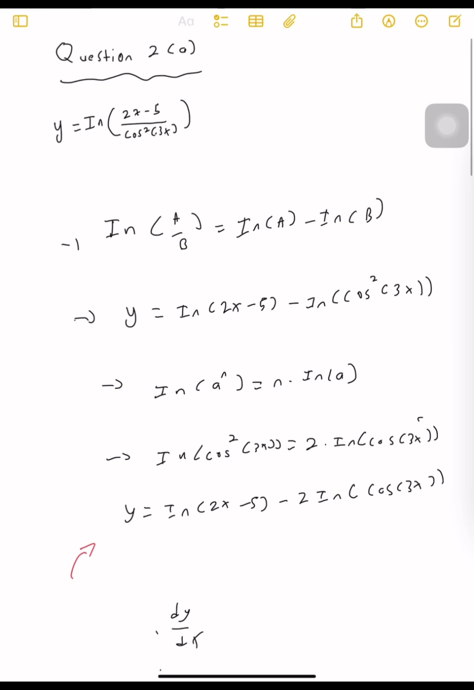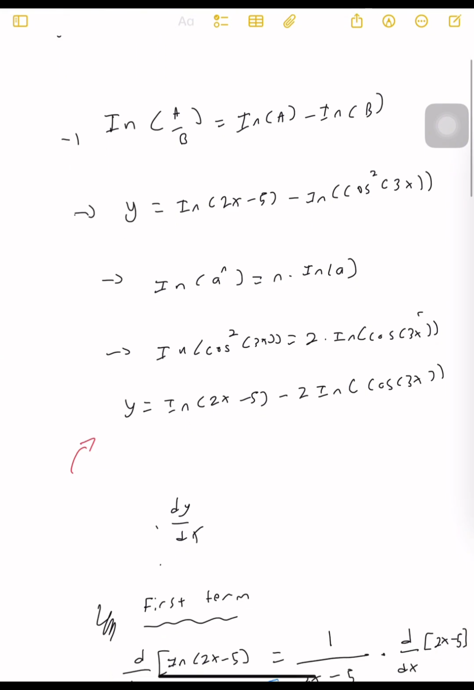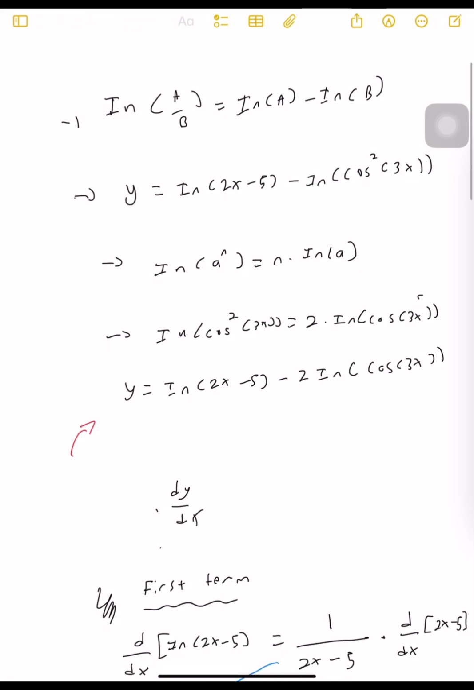So step 1 is use logarithm rules. We use the log rule for division, which is ln of a over b equals ln a minus ln b, and we will split it into two parts. So y equals ln of 2x minus 5 minus ln of cos squared 3x. Now we notice that the second part has a squared cosine term. We can simplify it using another log rule, ln of a to the power of n equals n times ln a.